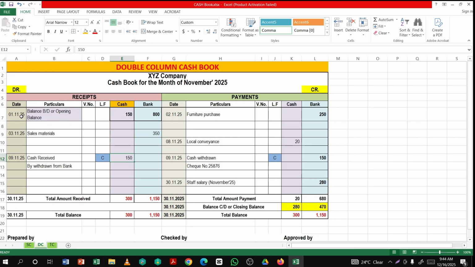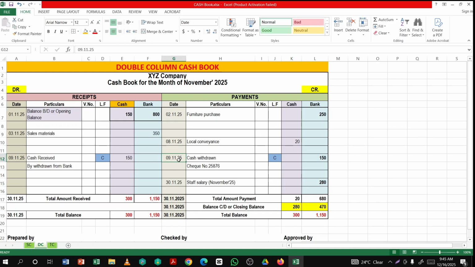1st November 2025, balance b/d or opening balance: cash in hand 150 and bank 800. 2nd November 2025, furniture purchase and payment made by bank 250. 3rd November 2025, materials sales and receipt amount 350 by bank. 8th November 2025, local conveyance 20 amount paid by cash.